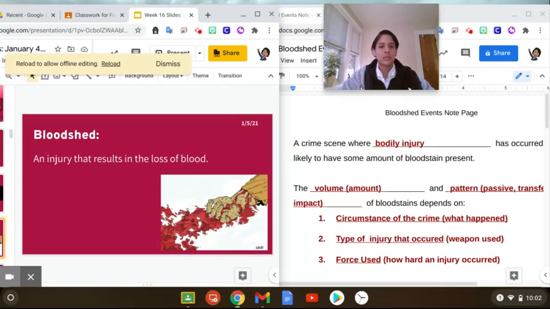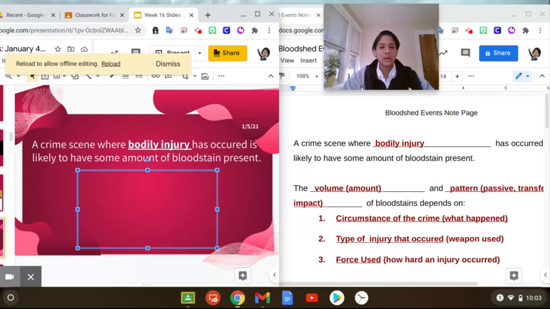So bloodshed is an injury that results in the loss of blood. Bloodshed is a compound word. That means that they put the word blood and the word shed together to make this word, and this means blood that is lost or shed from the body.